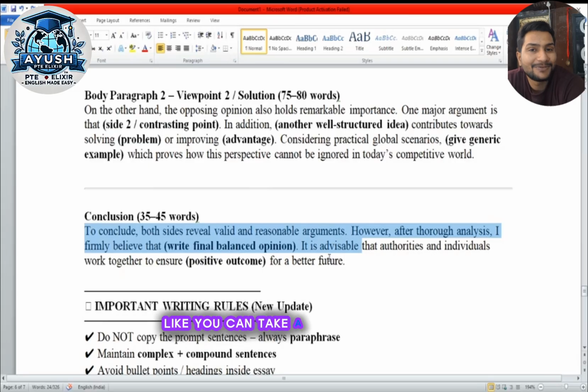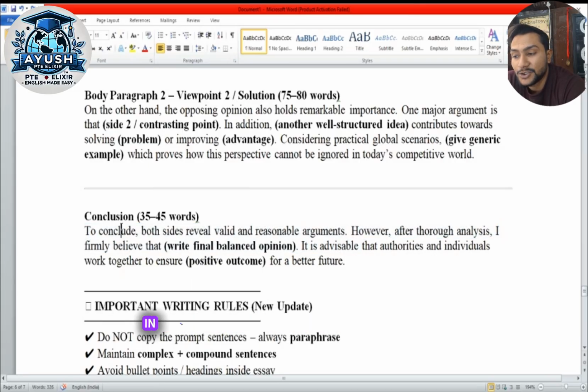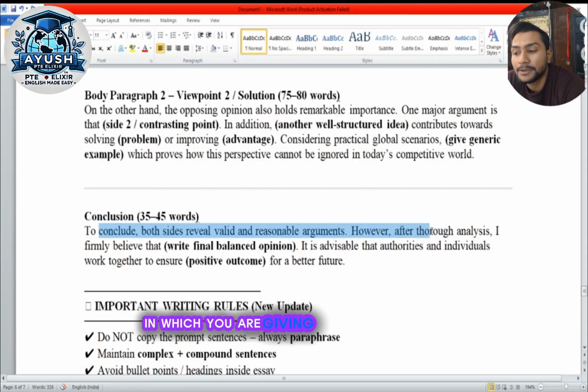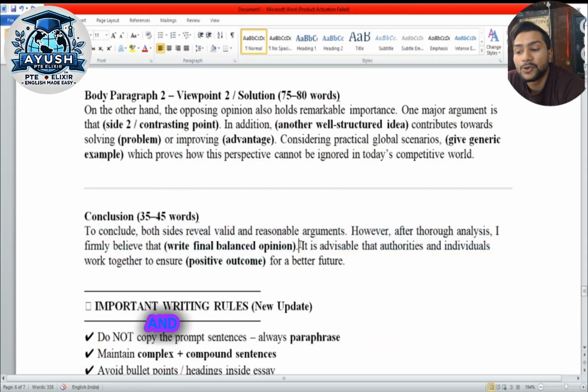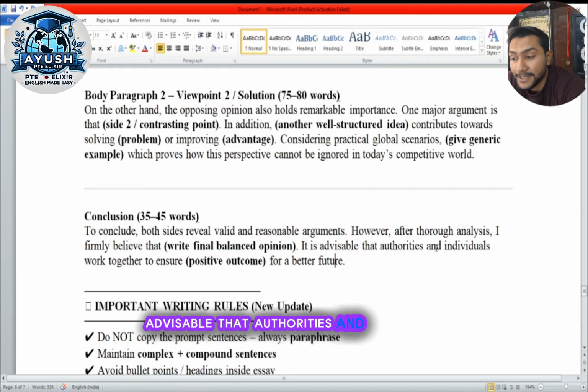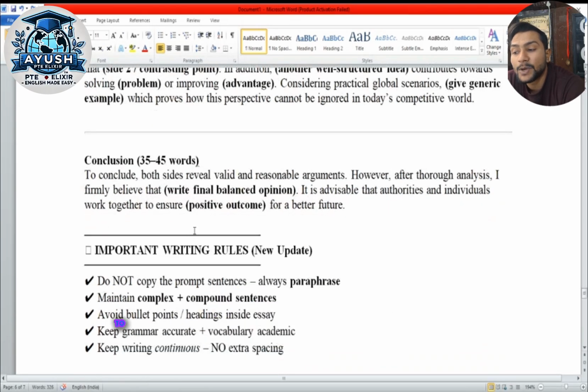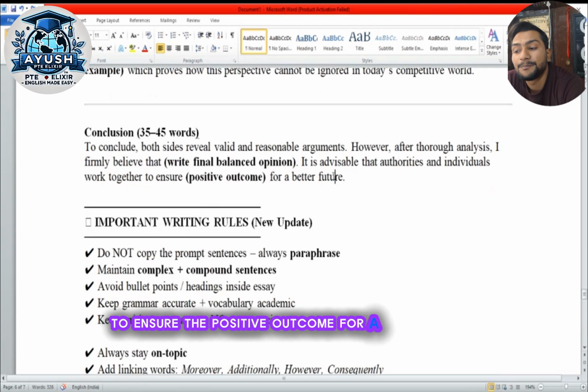Like you can take a 3-line paragraph for the conclusion as well, in which you are giving your final opinion, and you are also suggesting a solution. Like, it is advisable that authorities and individuals should work together to ensure the positive outcome for a better future.